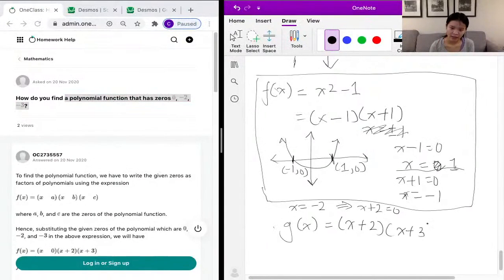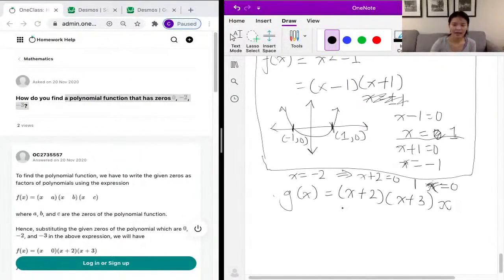Now, our third zero is just 0. How do you do that? It's actually very similar. We have x equals 0, and we just put x here for our x equals 0. So this is our polynomial function that we need to find. We have x plus 2 times x plus 3 times x. And this is our answer. We can just leave it like this.